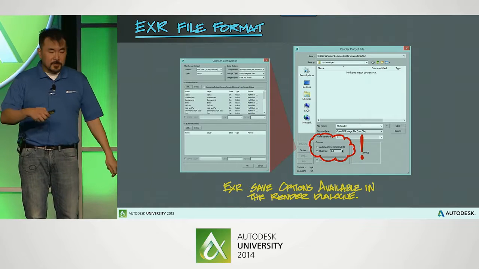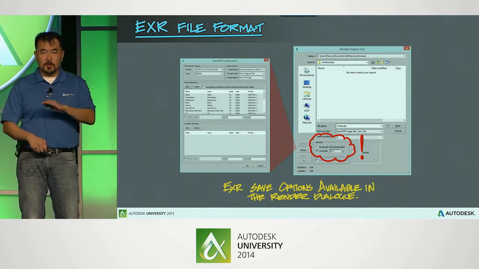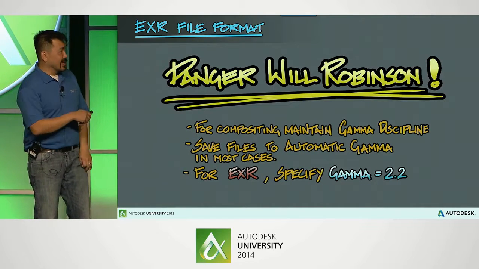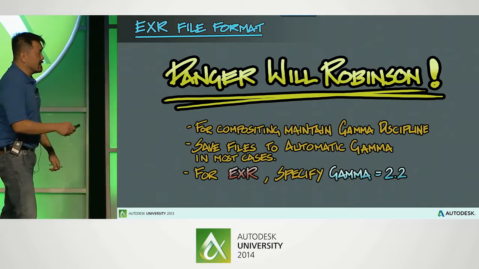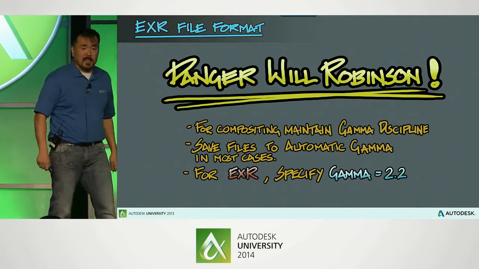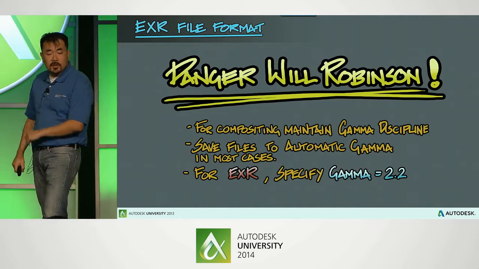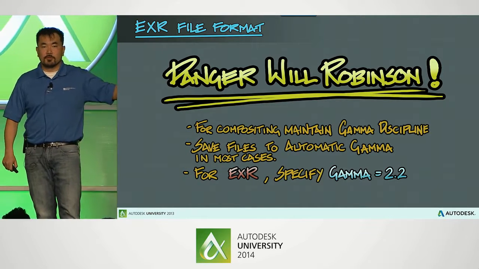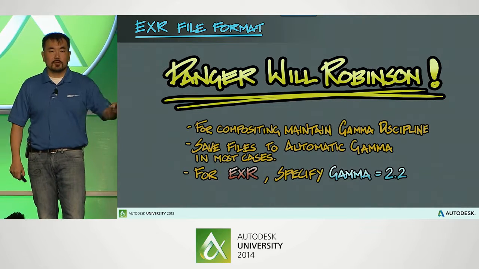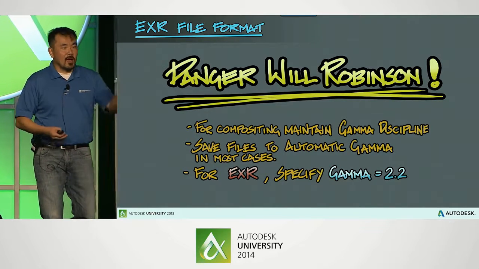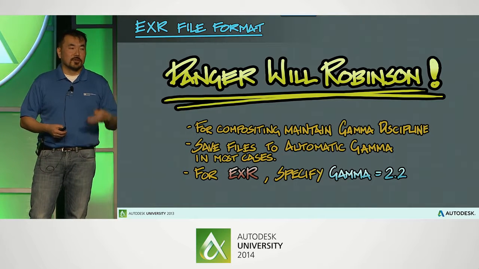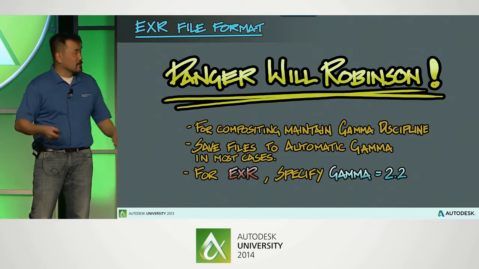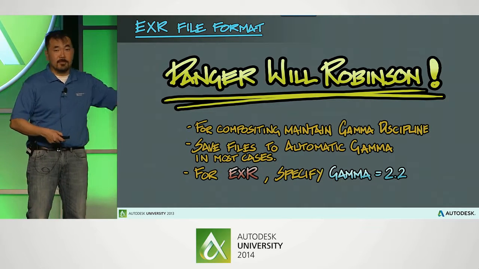So this is the most important thing. If you fail to pay attention when you use OpenEXR tomorrow, remember this one thing, I say danger Will Robinson. For compositing, maintain gamma discipline, save files to automatic gamma in most cases. For EXR, specify gamma 2.2. Do not mess this up, because if you mess this up, it's going to come out way too dark, and you can go, Marcus Kim on that stage was a liar. He told me to use this OpenEXR. I spent 30 hours rendering, and I came out with a very dark rendering. The problem is the gamma value. Okay?